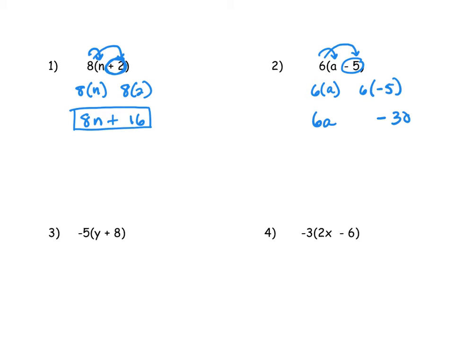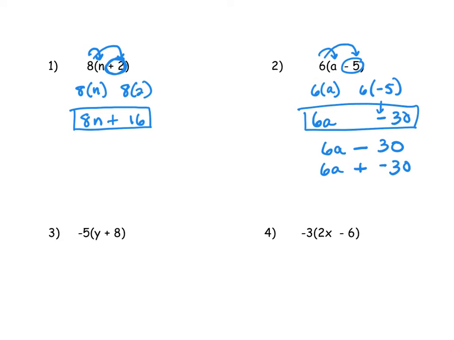And this is where we have choices. The preferred way to write this is 6a, and remember we need to put these two together as one expression, is to use this negative sign as a minus sign. So 6a minus 30. That way we only have one operation sign, or one sign to deal with. So another way to write this is 6a plus negative 30. So both of these mean the same thing in math.